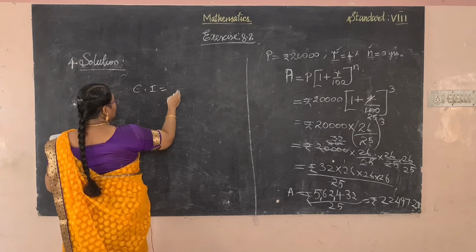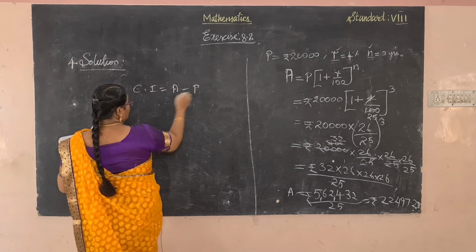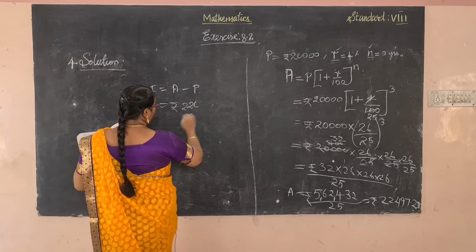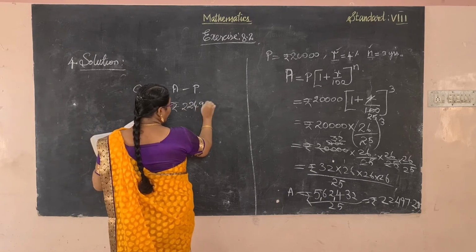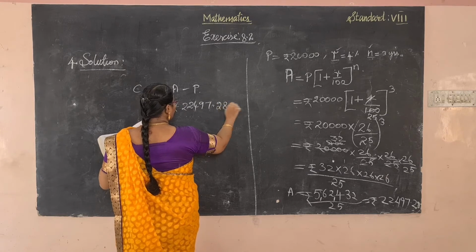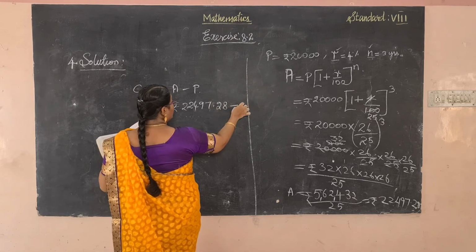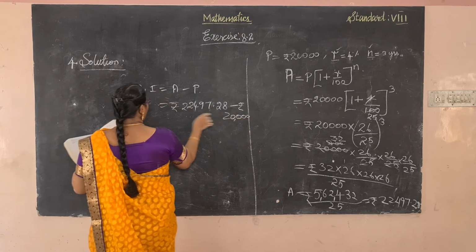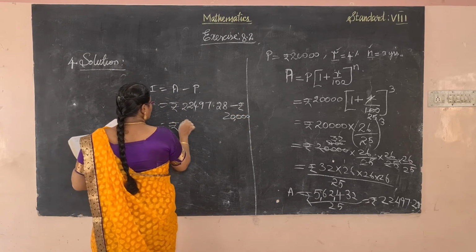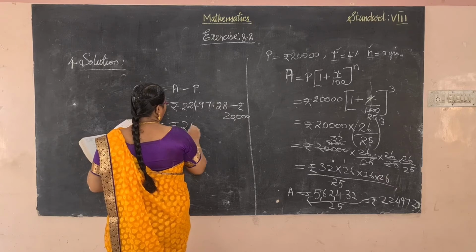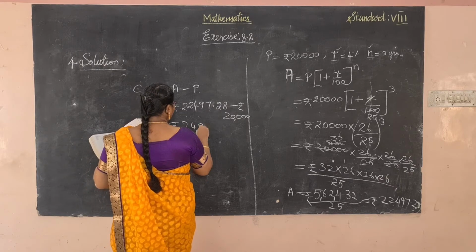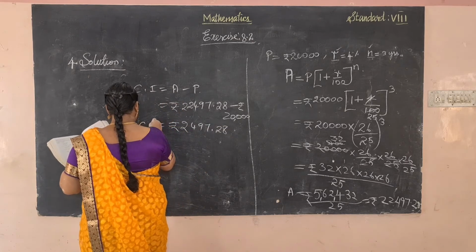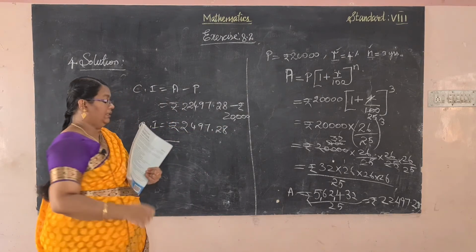CI is equal to amount minus principal. Amount is rupees 22,497.28 minus the principal amount, rupees 20,000. So subtract, what do we get? Rupees 2,497.28. This is the compound interest for 3 years.